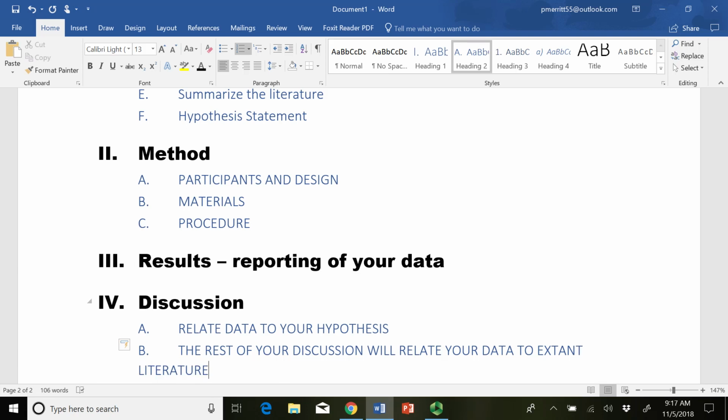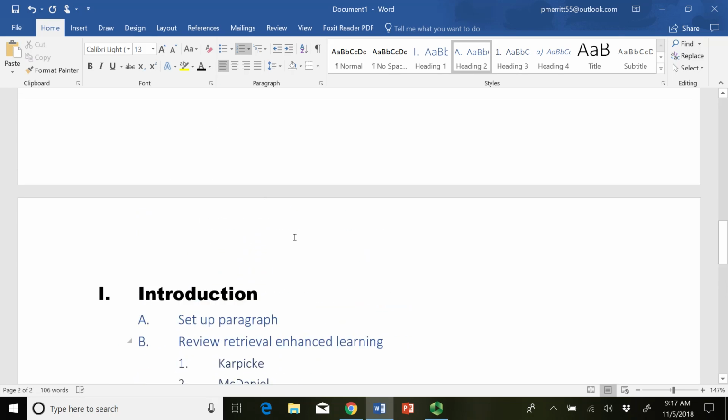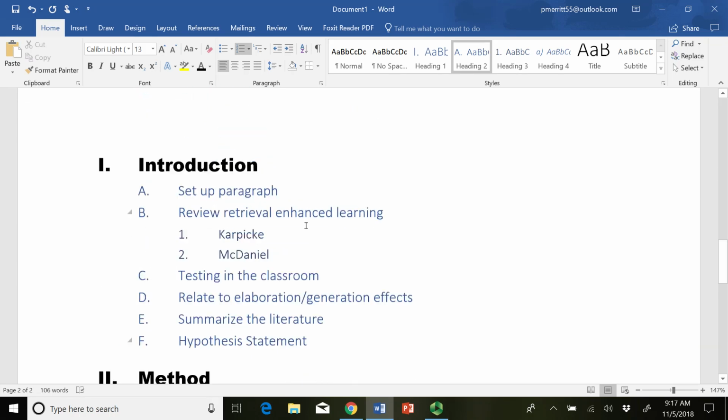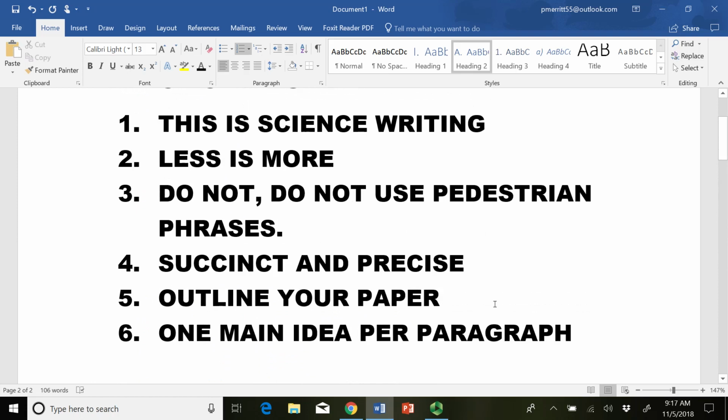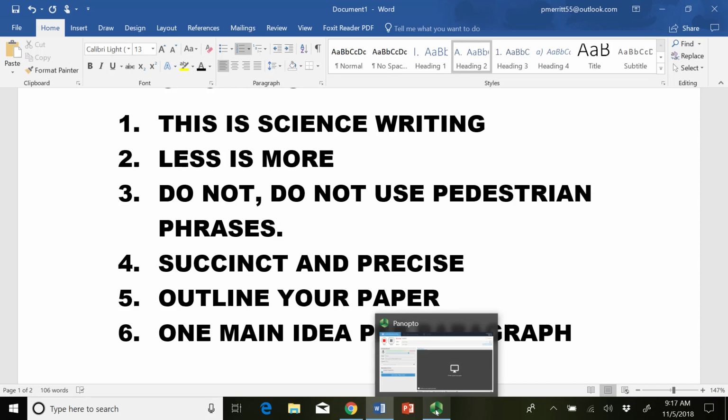This is how you structure your whole APA style paper, but the biggest thing to think about is efficiency of language, trying to make sure the way that you do this is succinct and clear. And so that's one of the biggest goals you want to think about: how you can make your writing as clear as possible. So in the next lecture, we'll talk more about how to write that.